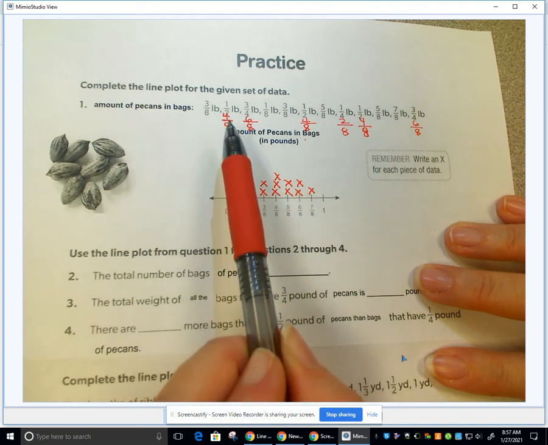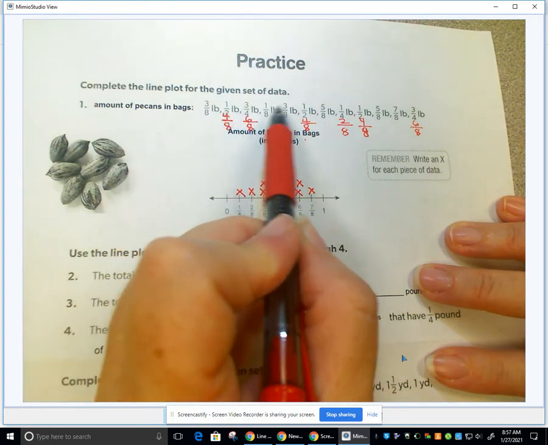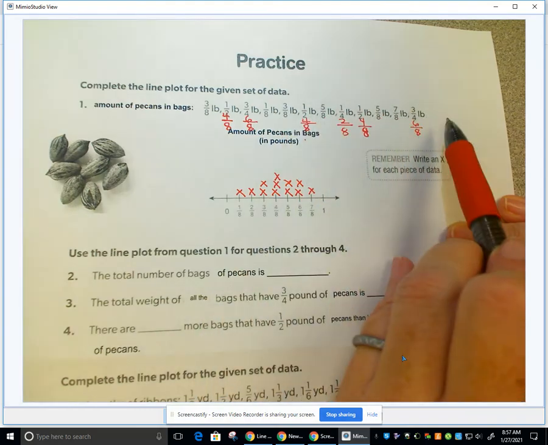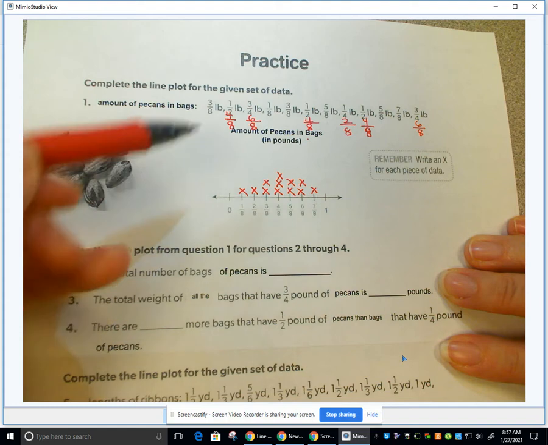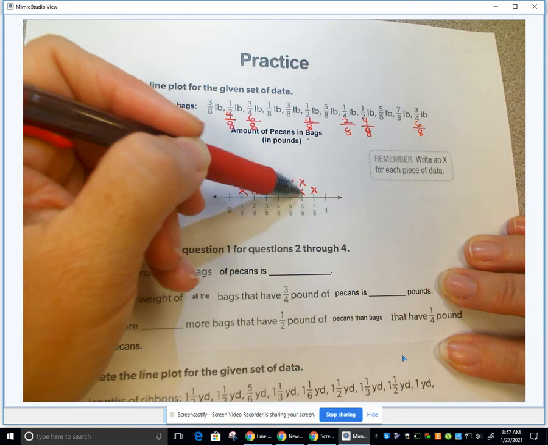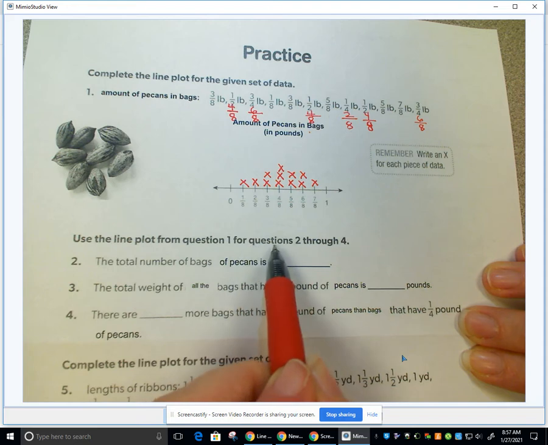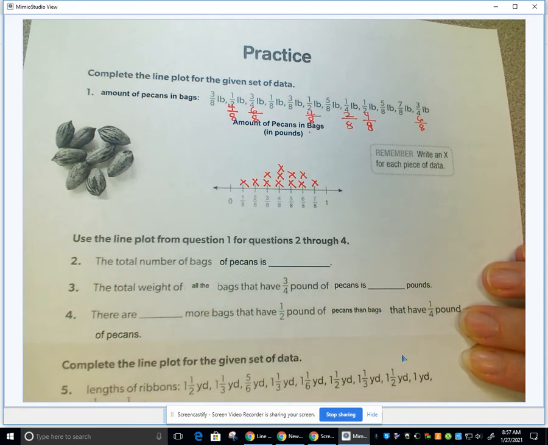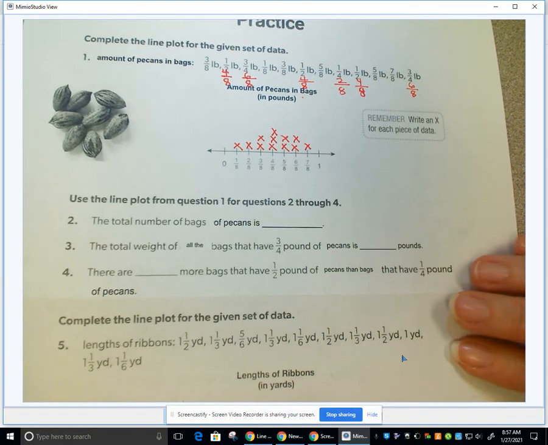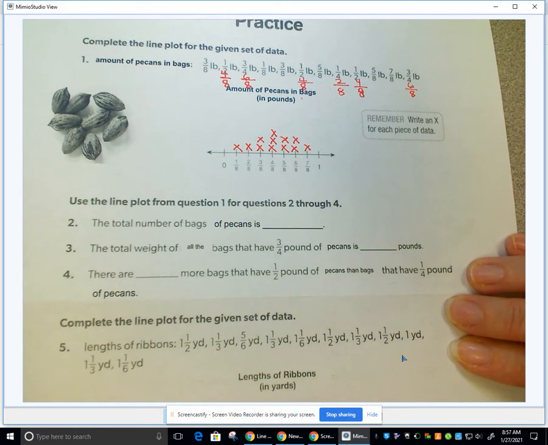Now remember, you want to make sure that when you add up your data, let's see, 1, 2, 3, 4, 5, 6, 7, 8, 9, 10, 11, 12. If I've got 12 data points, then you want 12 X's. 1, 2, 3, 4, 5, 6, 7, 8, 9, 10, 11, 12. Okay. Now this says use the line plot from question 1 for questions 2 through 4. Now, by the way, if at any time I get too far ahead of you, pause your video so you can catch up. I know I'm going a little faster than normal, but just pause the video.